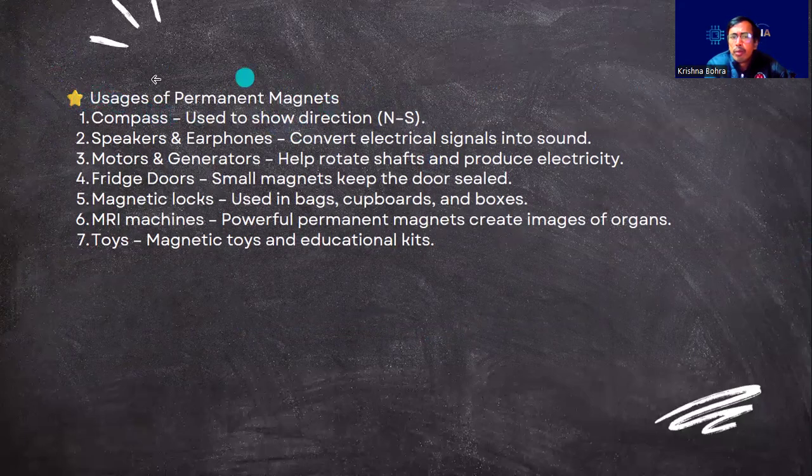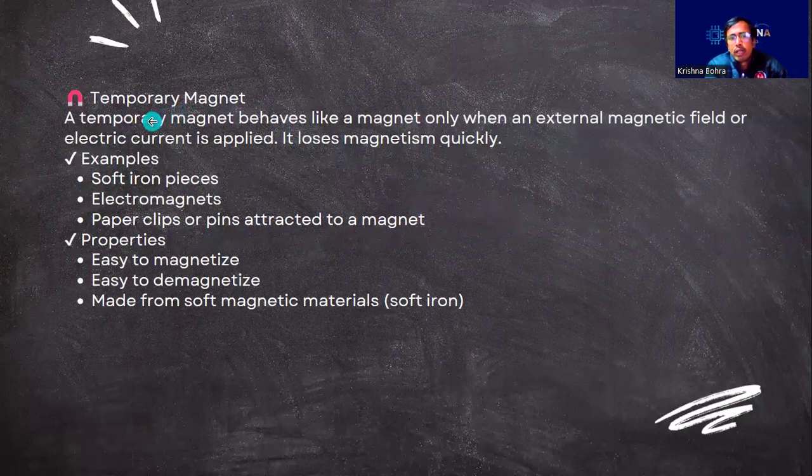What are the uses of permanent magnets? So you see a compass is made up of a magnet, as are speakers, earphones, motors, generators, fridge doors, magnetic locks, and MRI machines. MRI stands for magnetic resonance imaging. If you have ever had an MRI scan, you might have observed the big rotating machine. Due to the continuous rotation, it produces a heavy magnetic field. And there are some toys which also use magnetic material.